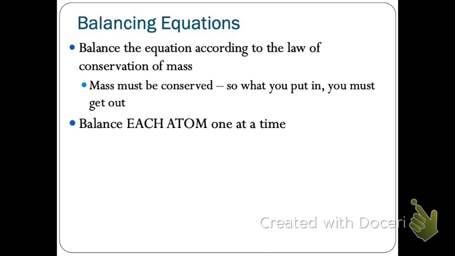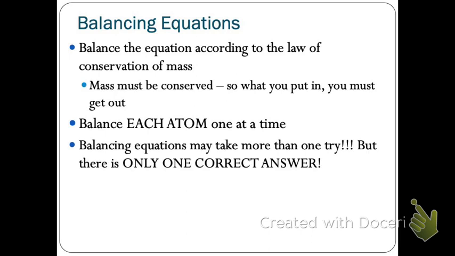And so when we balance equations, we're going to balance each atom one at a time. And I'll show you the process that I use to balance equations. But the thing you need to remember is that when we balance chemical equations, it might take more than one try. You might have to go back and forth to get your final answer, but there's only one right answer, and you're always going to be able to check your answers.